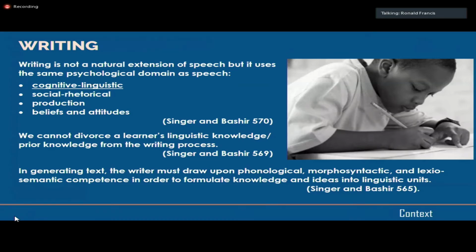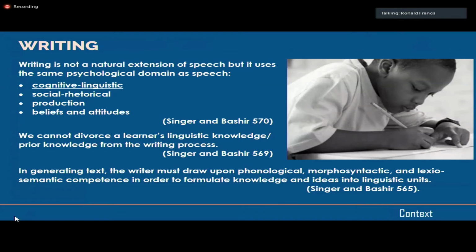Because my research is focused on writing, just a few notes on writing here quickly from my favorite source in all of those I've used so far, which is Singer and Bashir, who said that writing is not a natural extension of speech, but it uses the same psychological domain as speech, which is the cognitive linguistic domain. We cannot divorce a learner's linguistic competence or prior knowledge from the writing process. It means that however a person speaks or whatever the person knows, that is what will appear on the paper. That means that in generating text, the writer must draw upon phonological, morphosyntactic, and lexicosemantic competence in order to formulate knowledge and ideas into linguistic units.